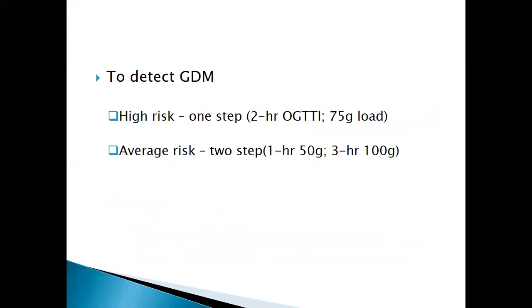Now, to detect GDM for high-risk patients, high risk would actually mean those patients who have risk factors for GDM, we may opt to do a one-step 2-hour OGTT using a 75-gram load. For patients who are low risk or average risk, we may opt to do the two-step. So first we give 50 grams in the first hour, and on the third hour, we administer another 100 grams of glucose load.